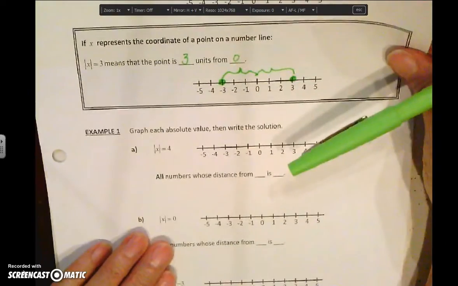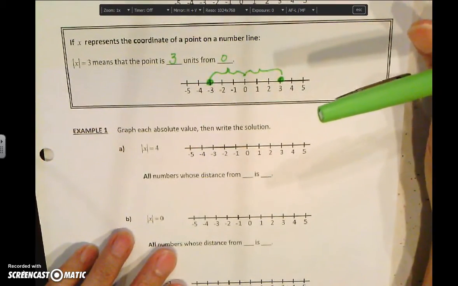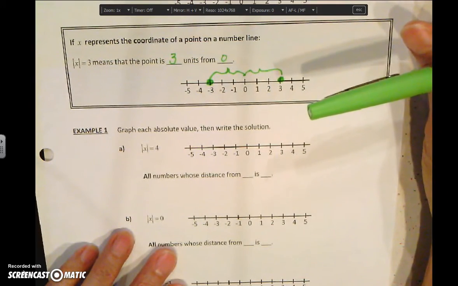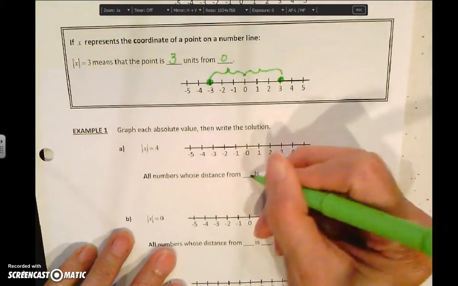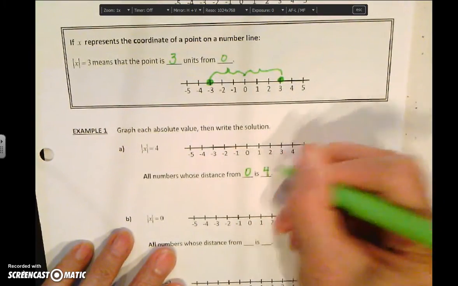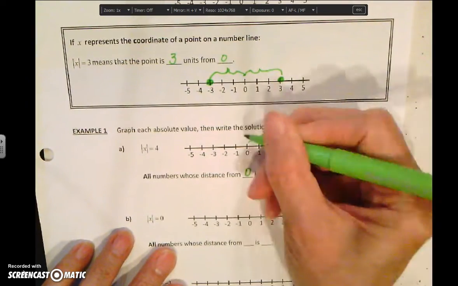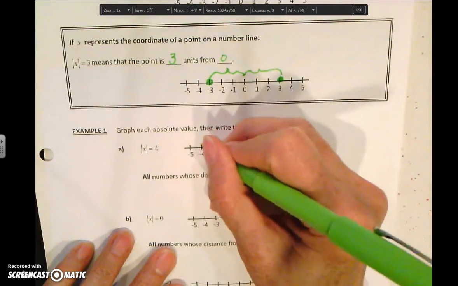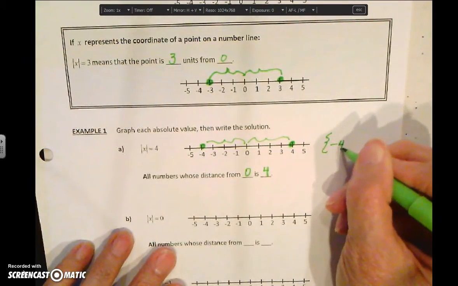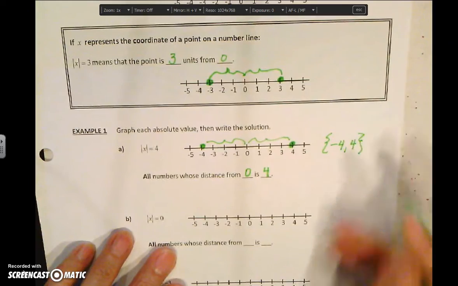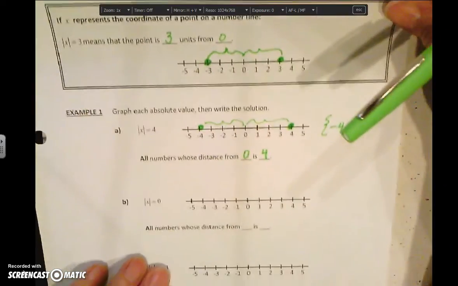Example 1 says graph each absolute value, then write the solution. So I have the absolute value of x is equal to 4. That's going to be all numbers whose distance from 0 is 4 on the number line. So that's going to be for this direction, so here, and for this direction, so here. Those are my answers, and I would write -4, 4 for my solution. There are two numbers that are 4 away from 0 on the number line.